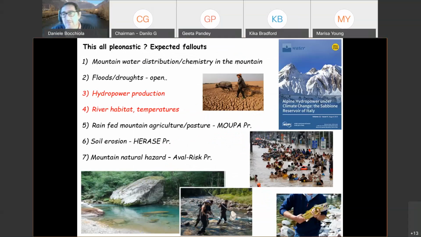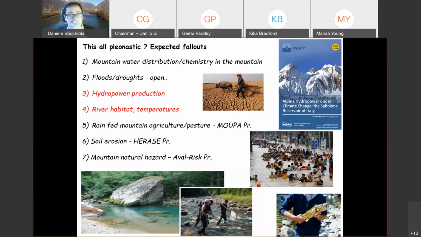Well, something about the expected fallouts, because as I said, this may be interesting stuff, maybe a mind game even for hydrologists, but may not have large practical impacts. Well, a number of expected fallouts can be envisioned or forecast in reality. You see here in black some of the possible fallouts, and I will rapidly think about hydropower production and river habitat and temperature.